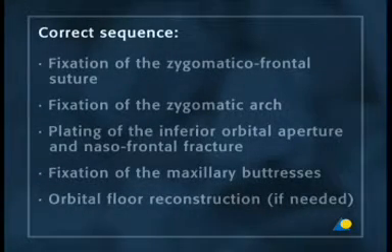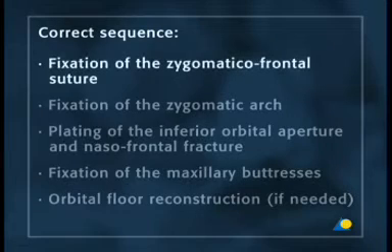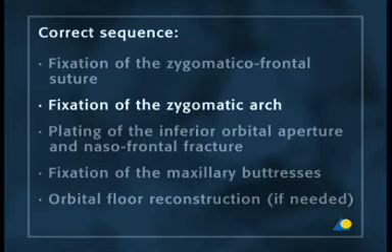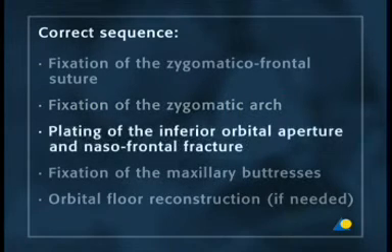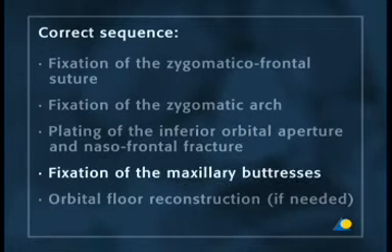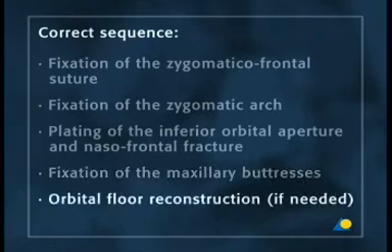The correct sequence to fix this fracture is composed of 5 steps: fixation of the zygomatico-frontal suture, fixation of the zygomatic arch, plating of the inferior orbital aperture and nasofrontal fracture, fixation of the maxillary buttresses, and if needed, orbital floor reconstruction.